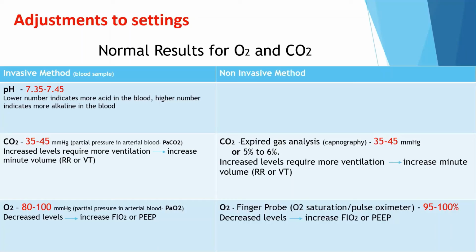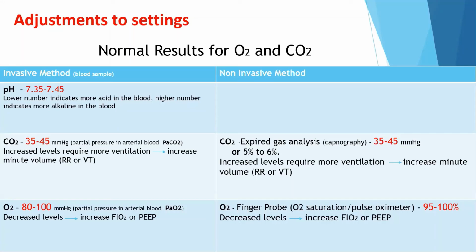Increased levels require more ventilation. An increase in minute volume, so one could increase the respiratory rate or could increase the tidal volume or indirectly increase the pressure level. Oxygen ranges somewhere between 80 to 100 millimeters of mercury. Again, this is a partial pressure in arterial blood, also known as PaO2. Decreased levels require an increase in either FiO2 or PEEP.